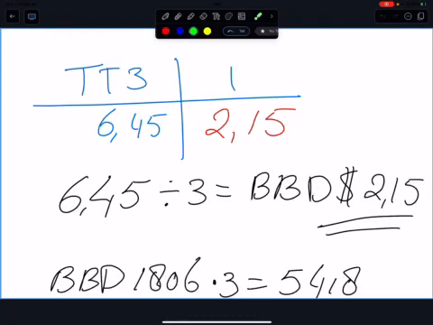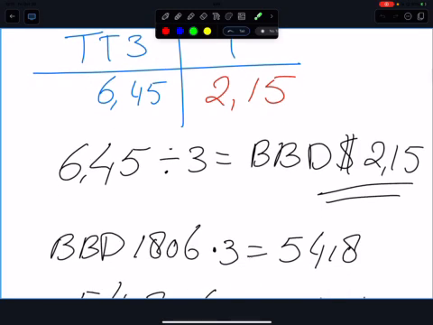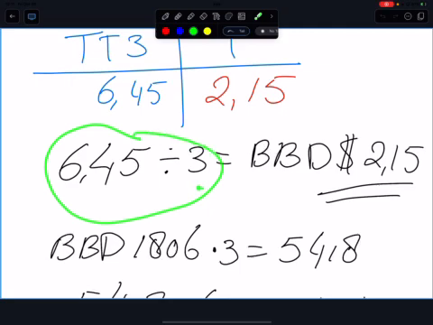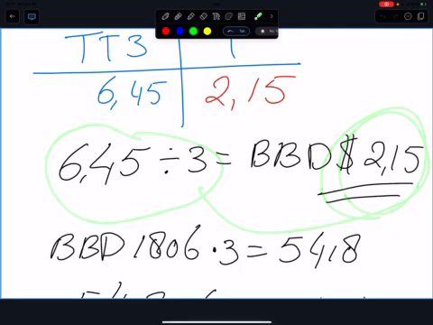Remember, it says calculate. If you only place the table with the answer, it's the same as only placing the answer. You have to show your working. What are you doing? Divide 645 by 3. 1 USD equals 215 Barbados dollars.